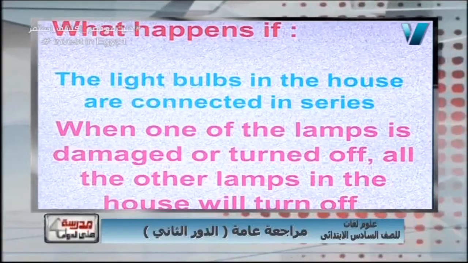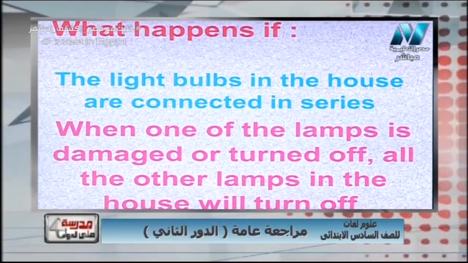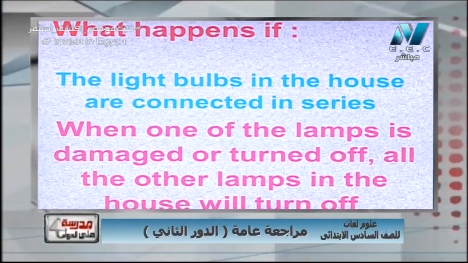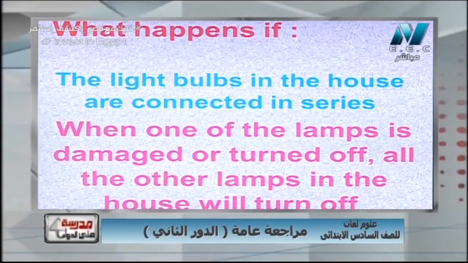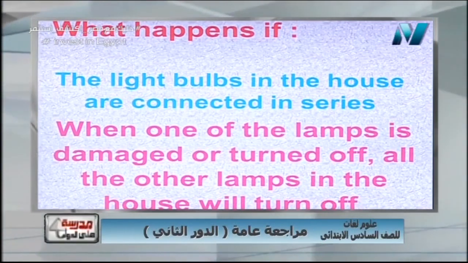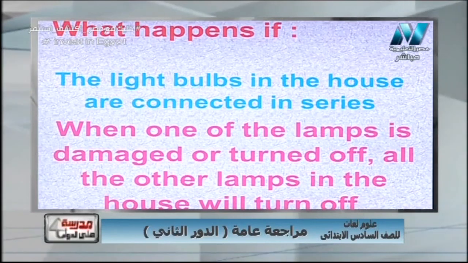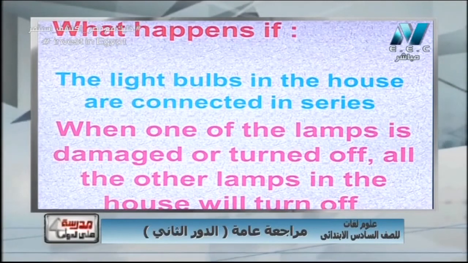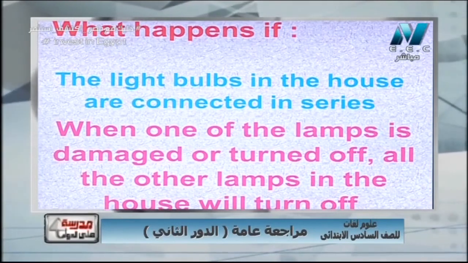يبقى السؤال بيقول لي كده. The light bulbs are connected in your house in series. طبعا ده سؤال تخيلي خالص، ما ينفعش خالص أوصل اللمبات في البيت in series. هقول when one of those lamps is damaged all the other lamps will turn off. When one of the lamps is damaged or turned off, all the other lamps in the house will turn off. لو لمبة منهم اتطفت أو تلفت، كل اللمبات كمان هتطفي، هي already سليمة وشغالة لكن مش هتنور، دي ما وصلهاش كهرباء.